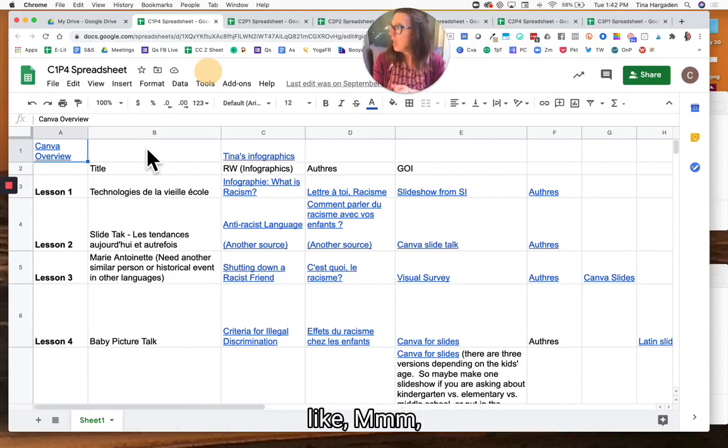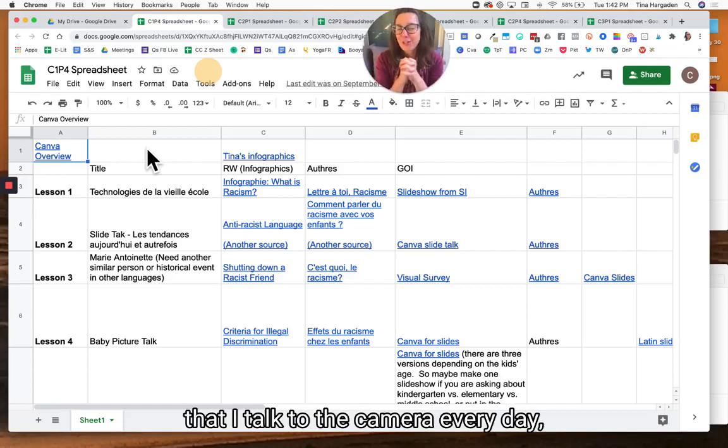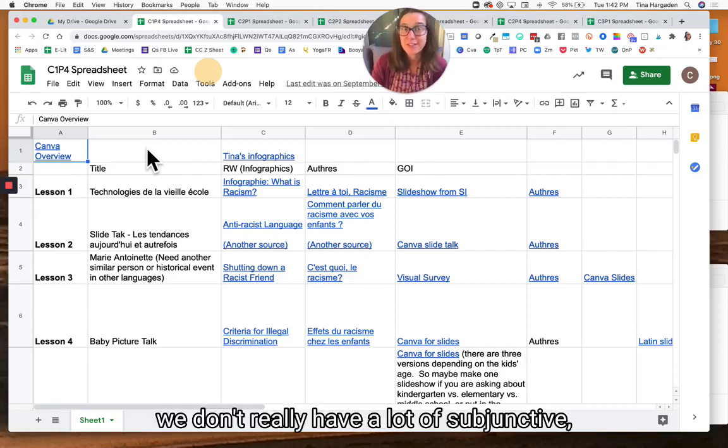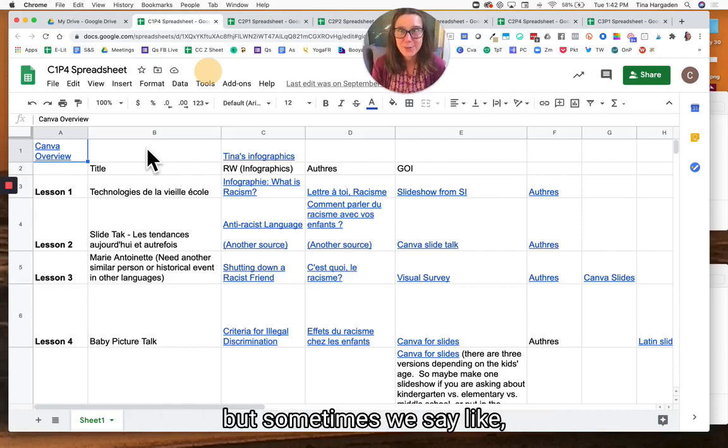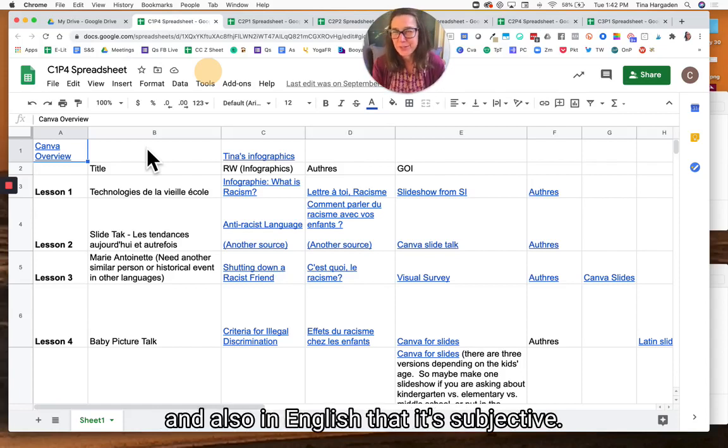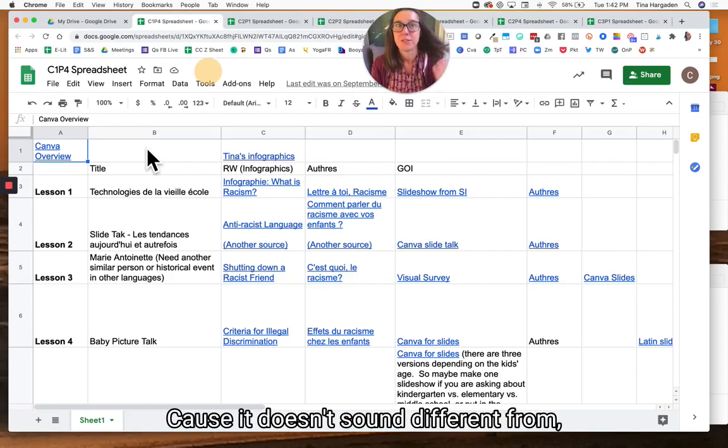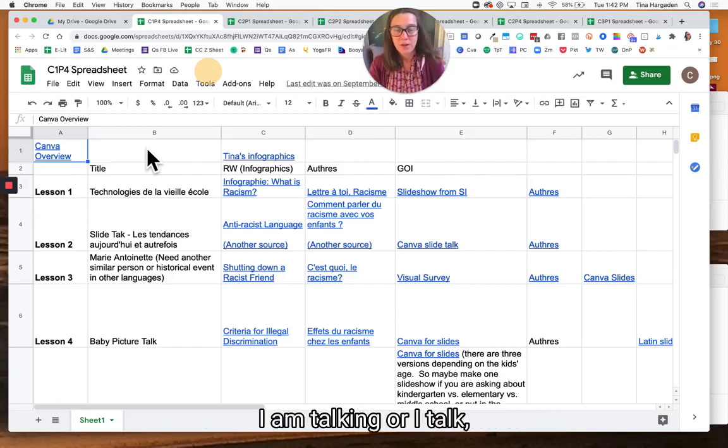And the subjunctive, like, dear Lord, that I talk to the camera every day, please make it so. We don't really have a lot of subjunctive, but sometimes we say, like, may it be so, or whatever. But generally, and also in English, the subjunctive, you don't really hear it very much because it doesn't sound different from I am talking, or I talk.